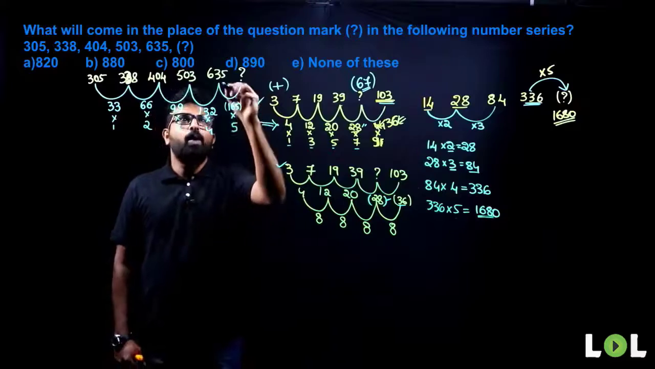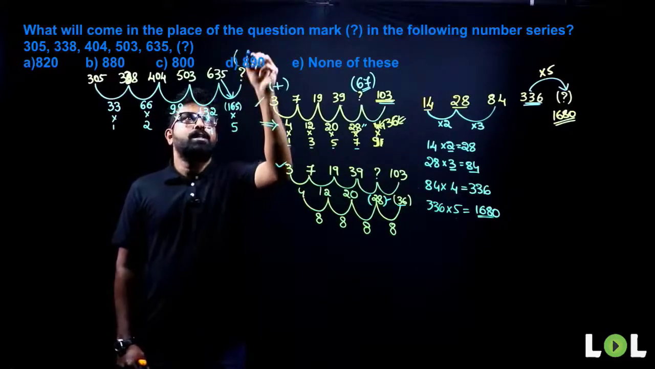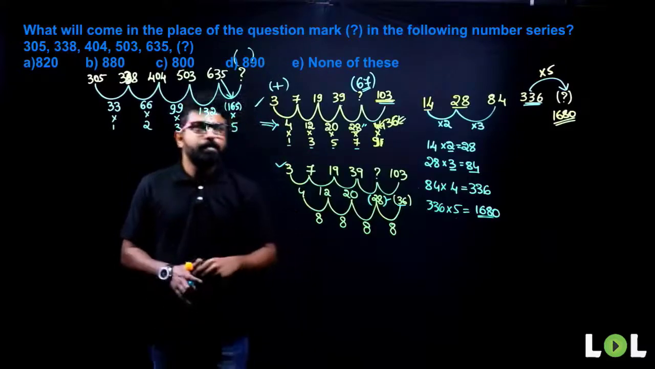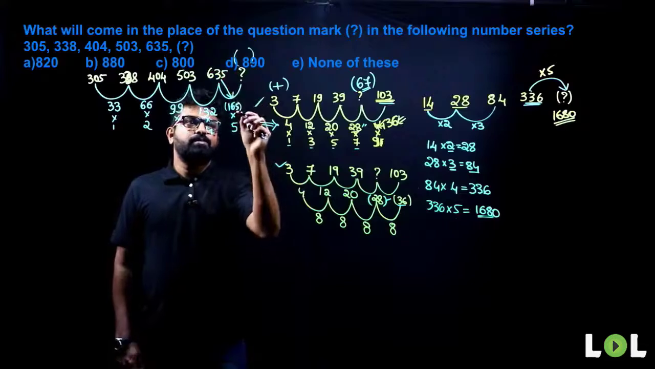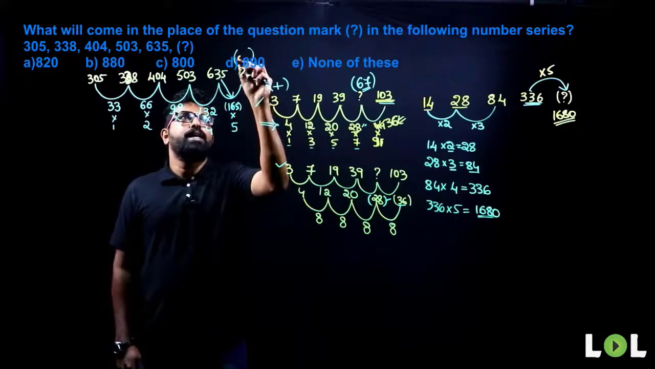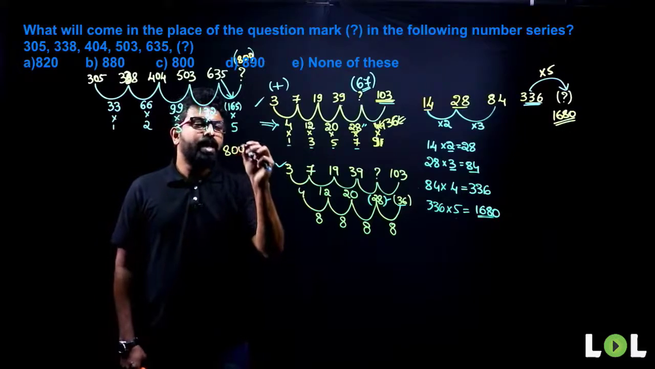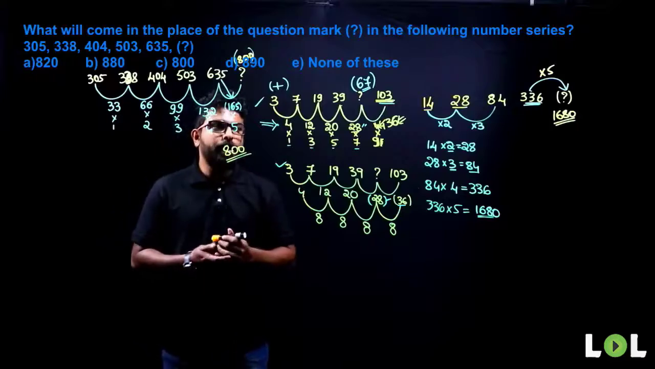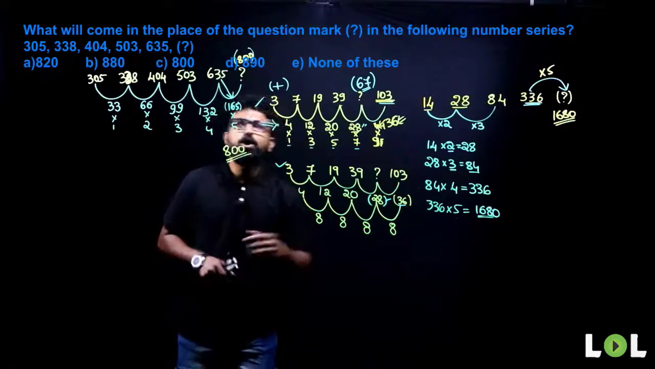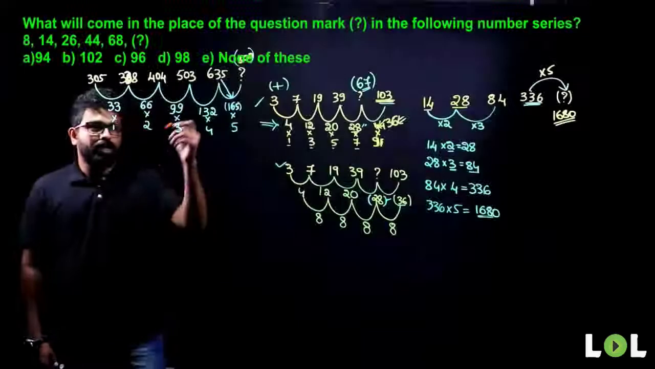So I need to add 165 to 635 to get my final answer. What will be my final answer here? 635 plus 65 gives me 700 plus 100 gives me 800. So my final answer here is nothing but 800. Am I clear, people? So quickly copy this down. After this, again we'll be resuming this session.